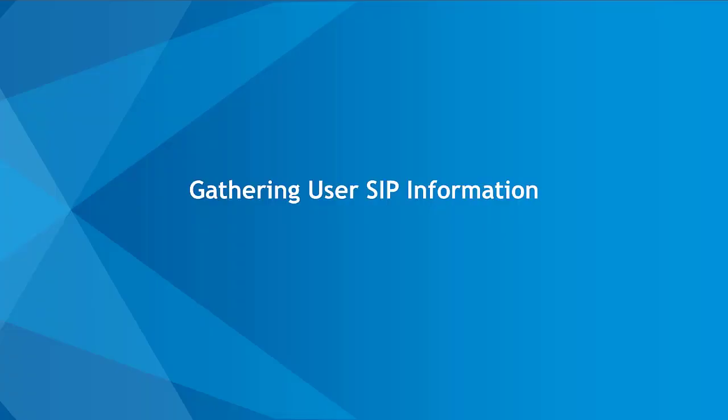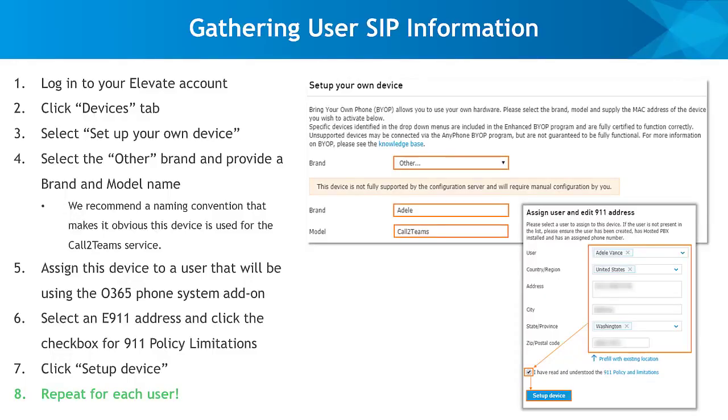Now, we'll walk you through how to compile SIP information for your users. Log into your Elevate account and navigate to the Devices tab. Even if your users have an existing device, you'll need to create a new one for them to use this integration. So select Set up your own device and follow the steps you see here on this screen. Now remember, you'll need to repeat these steps for each user.